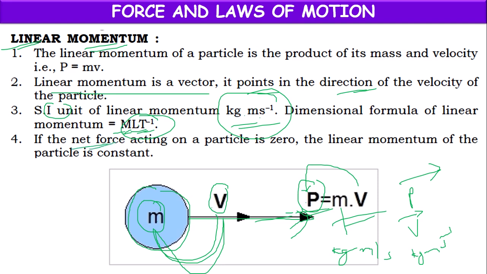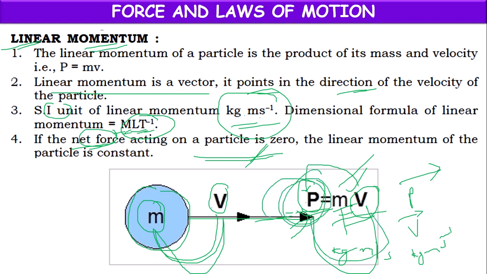If the net force acting on a particle is 0, its velocity will be constant. If the velocity is constant, and the mass of a body is always constant, then the linear momentum of the body will also be constant. If there is no net force, or the net force is 0, then the linear momentum will be constant.